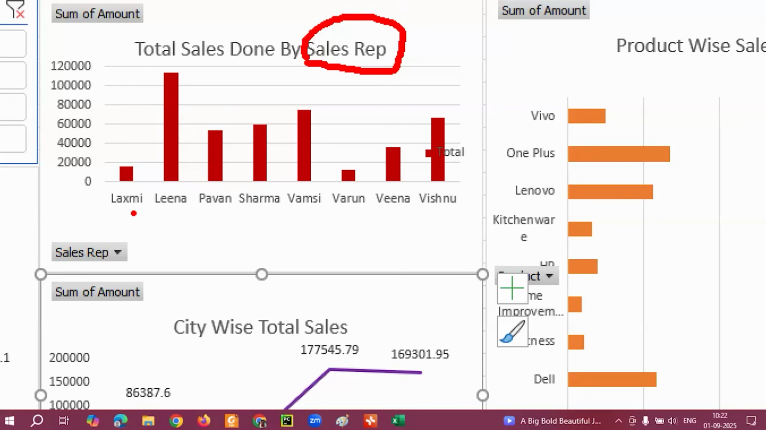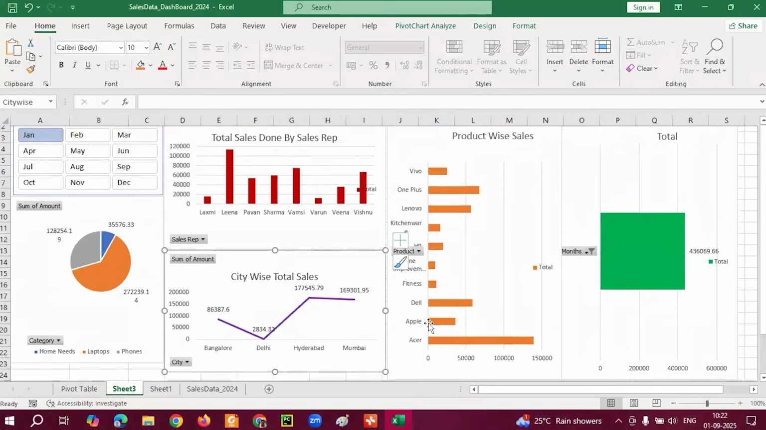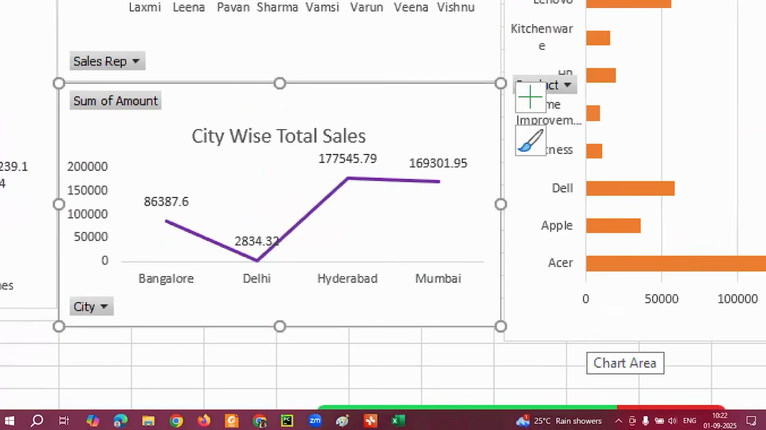Observe, we have sales representatives Lakshmi, Leena, Pavana, Sharma, Vamsi, Varun, Veena, Vishnu. These are the members available. Tell me, guys, which person gives the best performance? Leena. See, if I provide data, it is very difficult to give the information. But if I show this diagram, then it is very easy to give the information. This is in the Jan month. And in the Jan month, observe city-wise sales. In the Jan month, in which area do we have the highest sales?